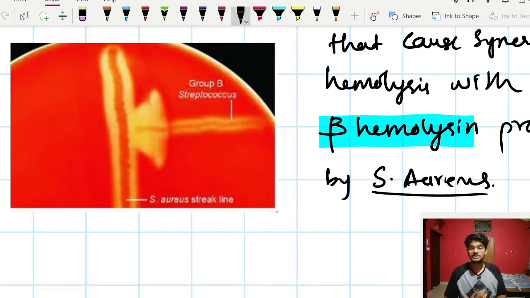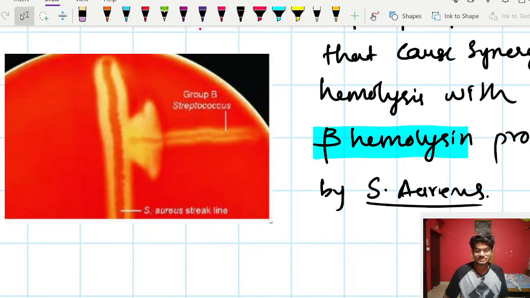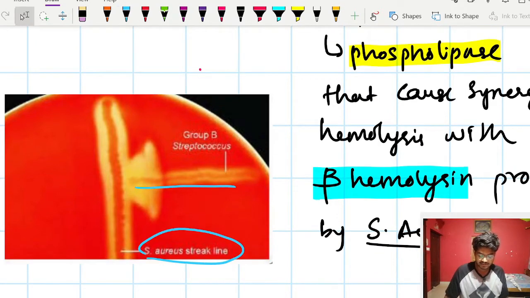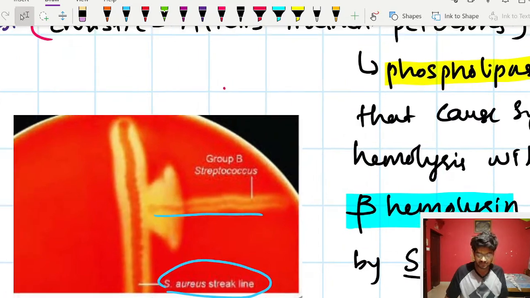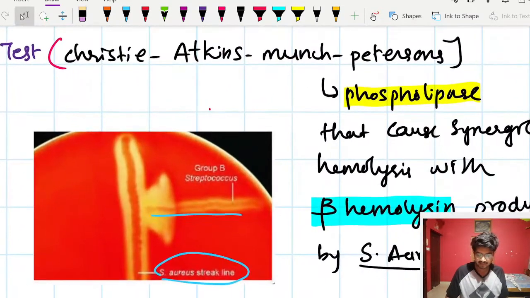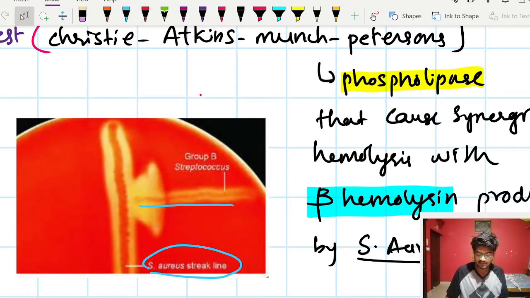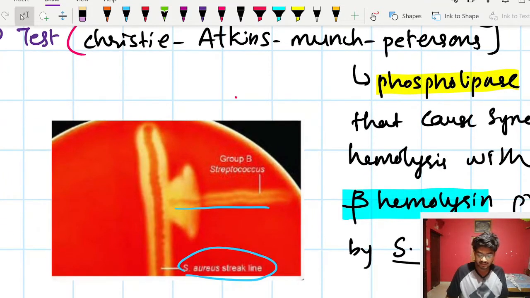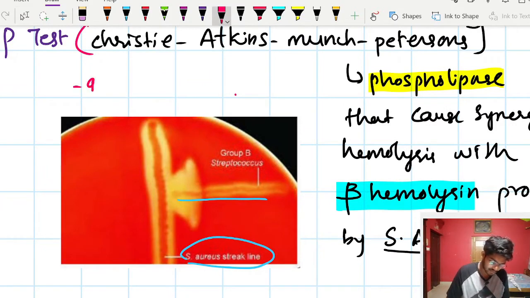So Staphylococcus aureus will produce beta hemolysin, okay. So beta hemolysin produces beta hemolysis. So when we do a streak perpendicular to the Staphylococcus aureus, you see this is the perpendicular streak, of group B Streptococcus, which produces the CAMP enzyme. Then there will be a synergic hemolysis with that of Staphylococcus aureus. That is this test. There will be a synergic hemolysis along with the Staphylococcus aureus streak, and this test is specific for group B Streptococcus.